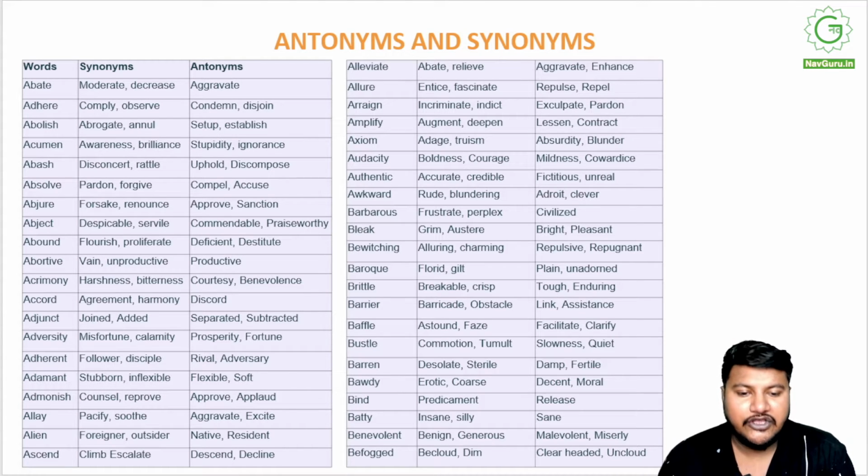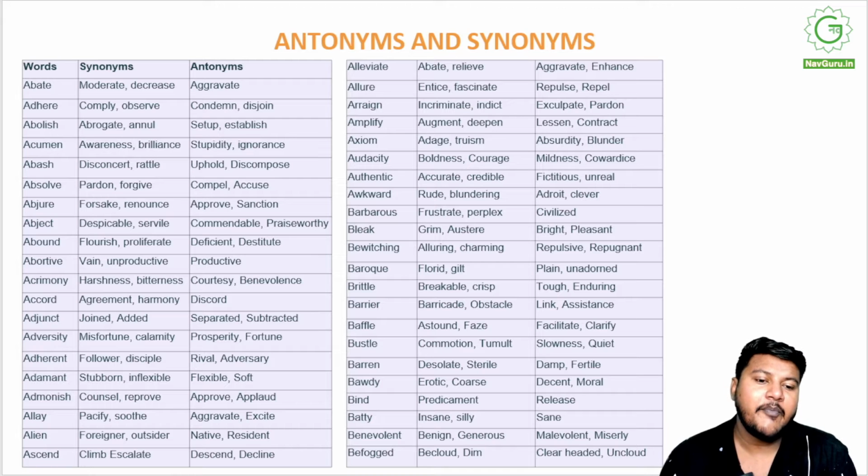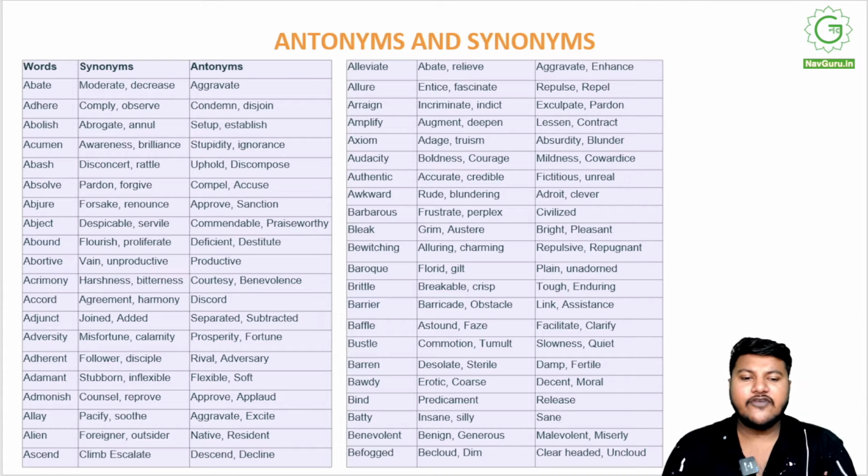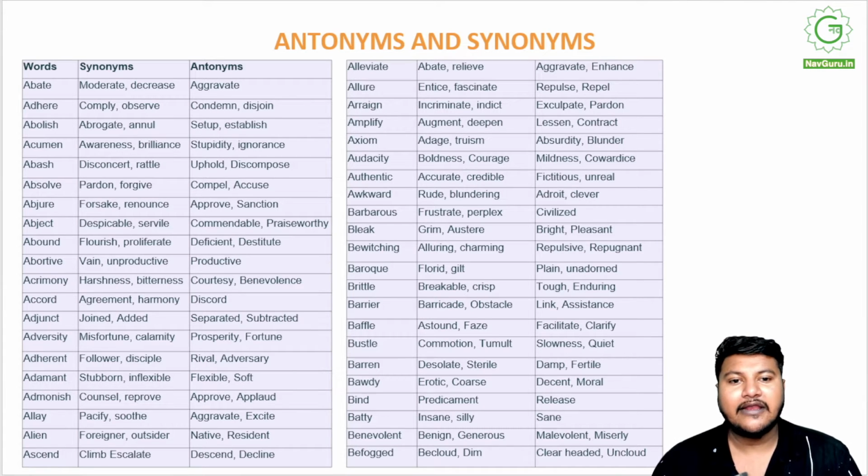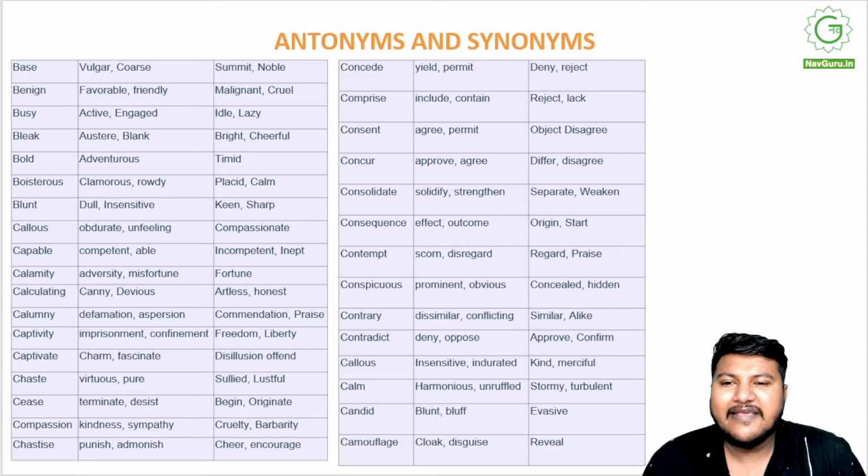Benevolent means kind, generous, benign, so its opposite would be malevolent or miserly. Befogged means becloud and dim, so its opposite would be clear-headed or uncloud. Base is something that is vulgar or coarse, so its opposite is summit or noble. Benign, the synonym of benign is favorable and friendly, and its antonym is malignant or cruel. Busy, active or engaged, and idle and lazy would be its antonyms.